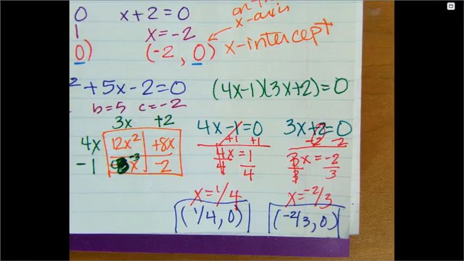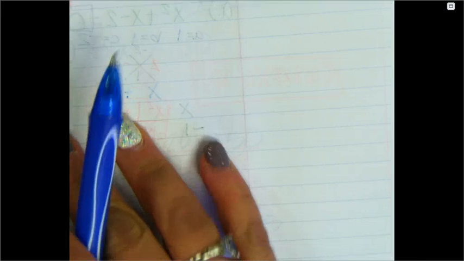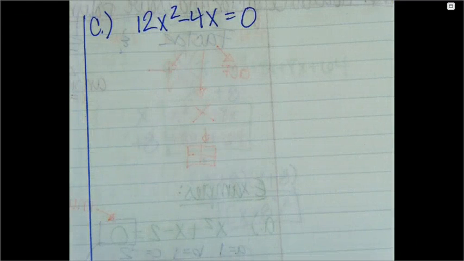Okay. Let's do another. What haven't I done? What kind? Oh, a binomial. Let's do a binomial. Sounds like a good idea, Tyler. And let's do 12x squared minus 4x equals 0.